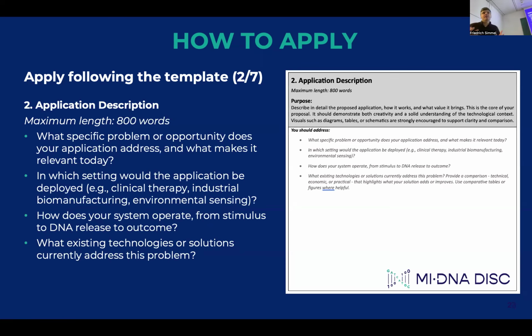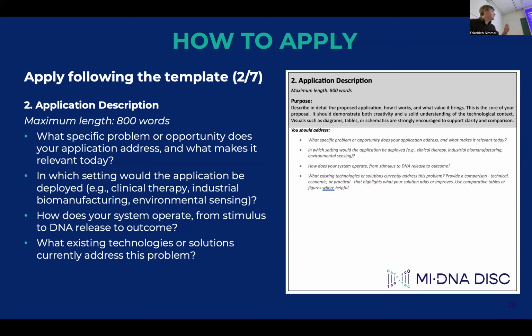Then the longest part is the application description. So the application description is: what specific problem or opportunity does your application address, and what makes it relevant today? In which setting is the application deployed? Is it clinical therapy, for example, industrial biomanufacturing, environment sensing? How, for example, does your system work? So how the DNA, which kind of stimulus can allow the bacteria to release or to uptake the DNA?